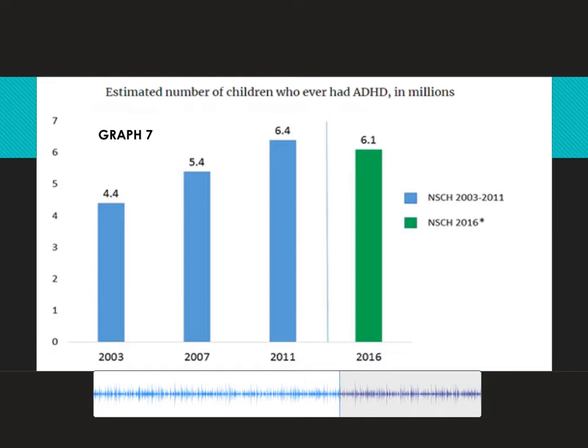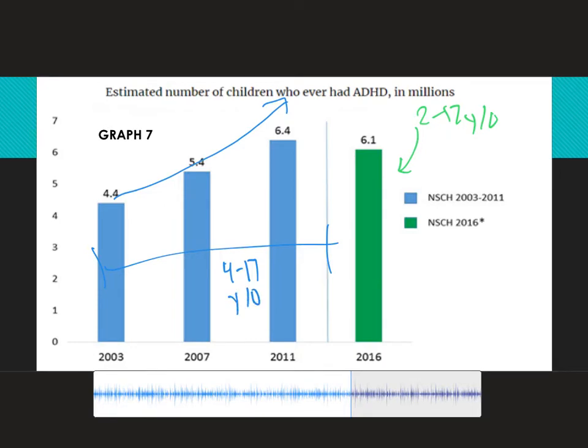If we take a look at Graph 7, we can see the estimated number of children who have ever had ADHD. So you might initially look at this graph and see that it's going up. In 2011 it peaks, and as of 2016 it's gone down. However, this is because of the way that they conducted their surveys. In 2016, they expanded the range to include 2 through 17-year-olds, as opposed to before where they were doing age 4 through 17. So now there are more children included in the survey to dilute the numbers. Without those numbers, it's safe to assume that 2016 would also show the exponential increase shown in 2003 through 2011.